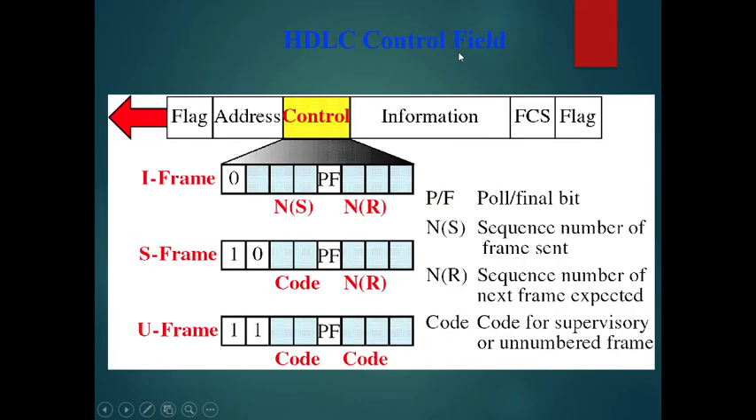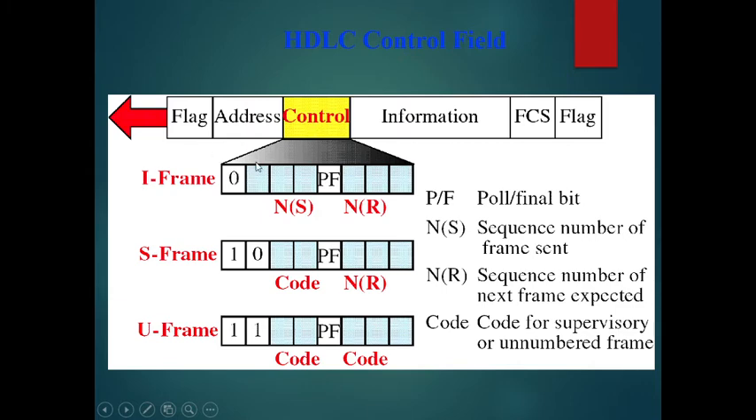For the control field, we have to understand how it differs for each of the frames. If the control field starts with 0, we have to understand that it is an I frame. If it is starting with 1 0, it is an S frame, and if it is 1 1, it is a U frame. So this is the I frame control field, this is the S frame, and this is the U frame. Depending upon which bits it starts with, we will understand which frame it is.